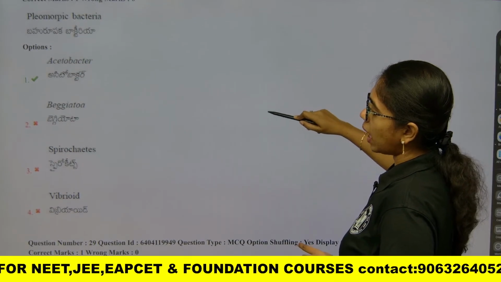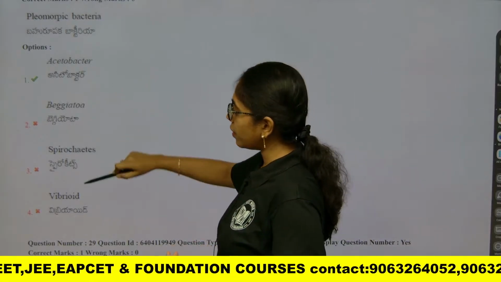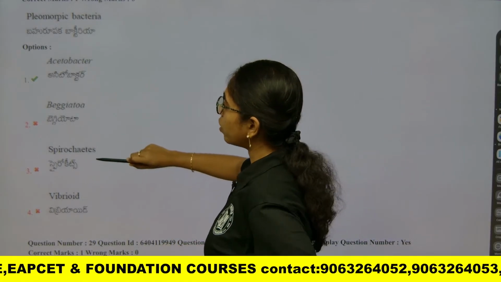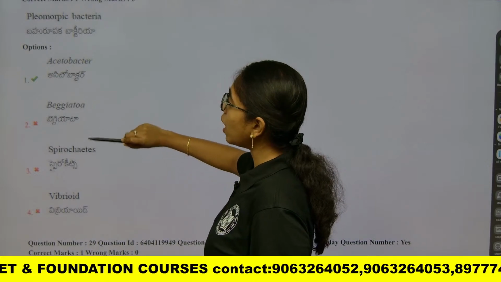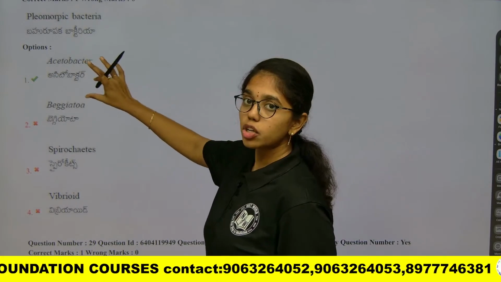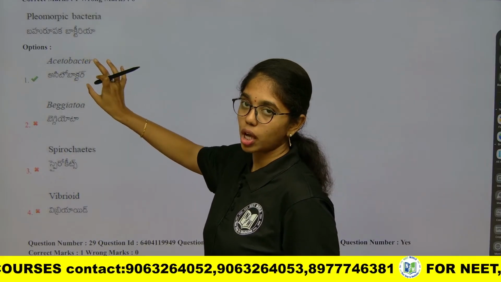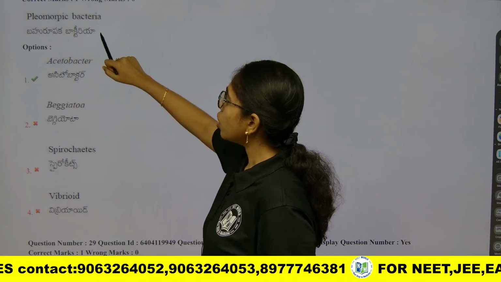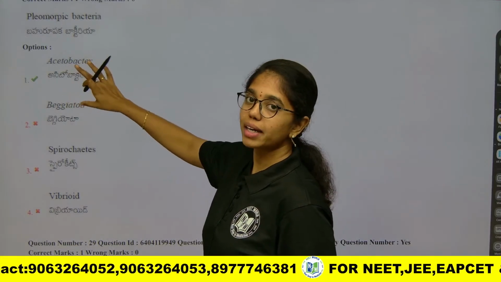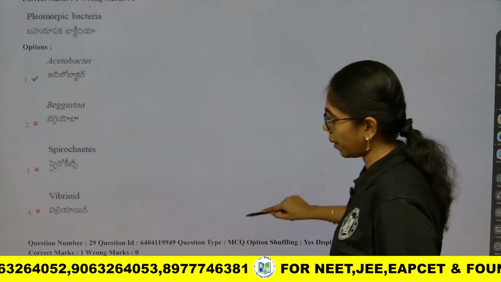Pleomorphic bacteria. Amongst the bacteria that are given here, Vibrioids, Spirochetes, Bigetova and Acetobacter. Acetobacter will form multiple shapes. It will vary in its shape based on the environmental condition. So, Acetobacter comes under pleomorphic bacteria.